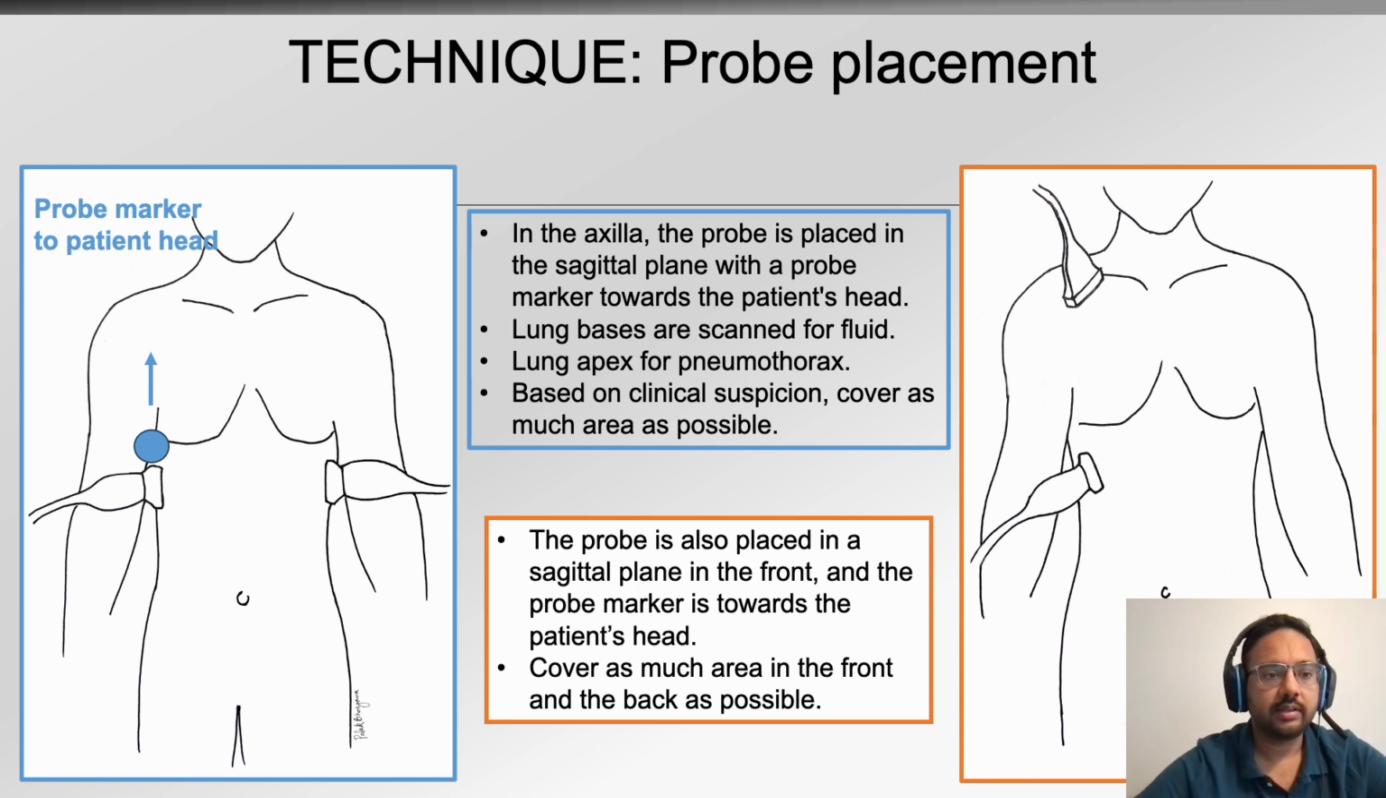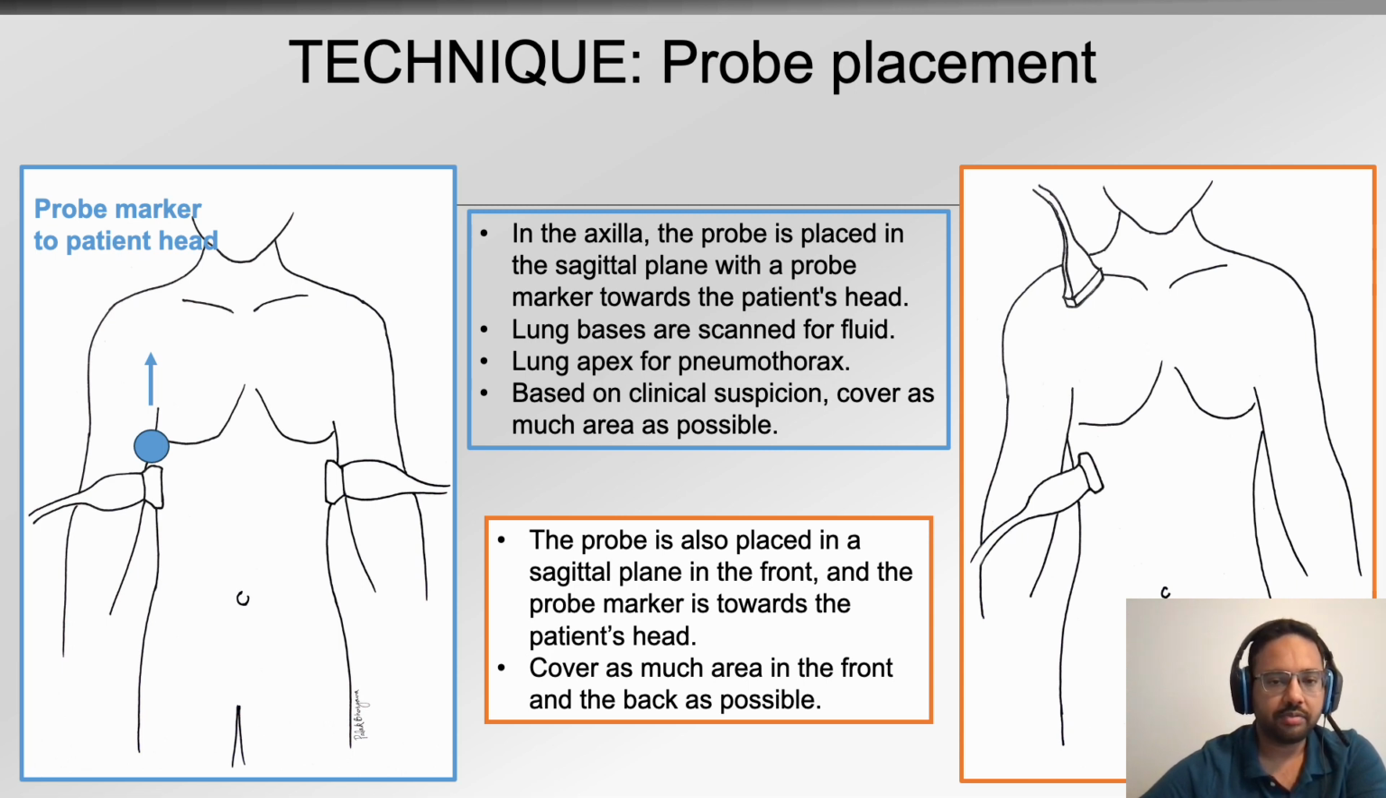So with that, let's look at this image on the left here. For fluid, the fluid settles down at the bottom, and so you place the probe in the mid-axillary to anterior axillary line for the right side and mid-axillary to posterior axillary line for the left. And this will allow you to see your right and left upper quadrant. The probe is placed in a sagittal plane, and then the probe marker is oriented towards the patient head.